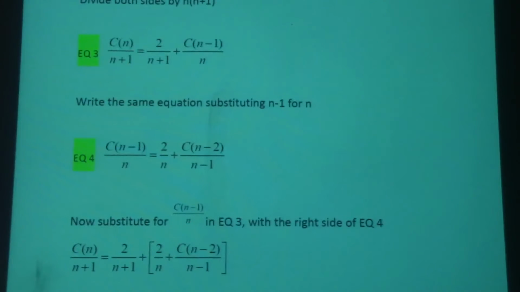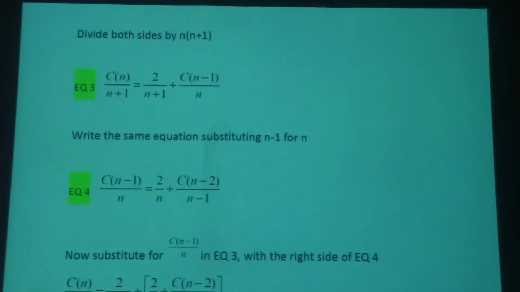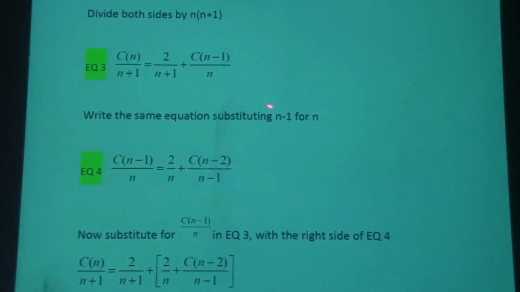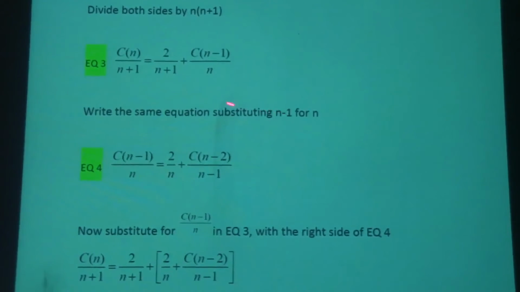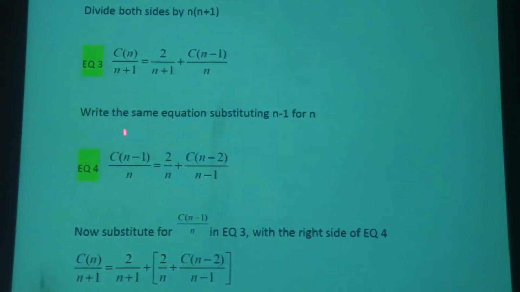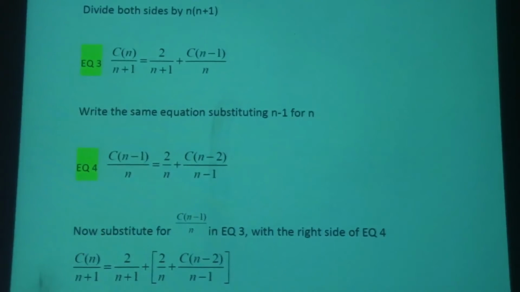And now we're going to do the same thing again as we did before. We're going to take this equation and write it substituting n minus 1 for n. So this is going to be c of n minus 1, this is going to be n minus 1 plus 1, and the same thing here, this is going to be n minus 1 directly. Okay? Everybody understand what we did here? So we have equation here, we have equation here.